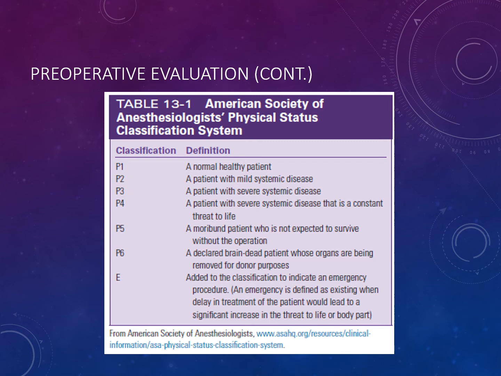And then you'll see the classification as 6. This is a brain dead patient whose organs are being removed for donor purposes. So that's the only time that would be used. Also, anytime the procedure is declared an emergency, they're going to add an E at the end. So you might have a 2E, a patient that has that mild systemic disease, but the operation is an emergency. Example would be like an appendectomy. They have to have it out. It's an emergency procedure, so if you're waiting too long, it could increase threat to life. So that's where you'd add the E at the end.